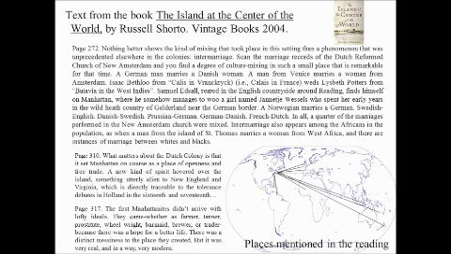Scan the marriage records of the Dutch Reformed Church of New Amsterdam, and you will find a degree of culture mixing in such a small place that is remarkable for that time. A German man marries a Danish woman. A man from Venice marries a woman from Amsterdam.